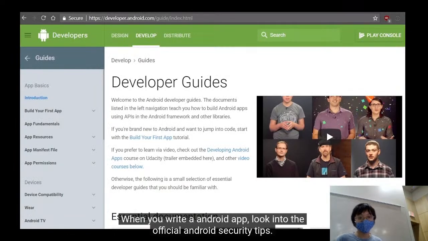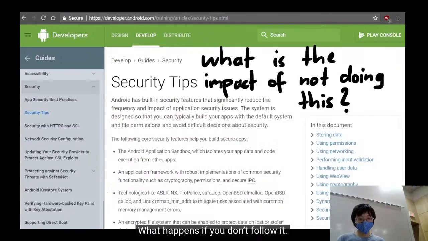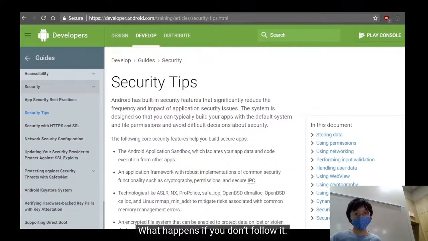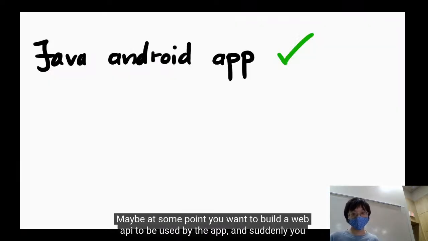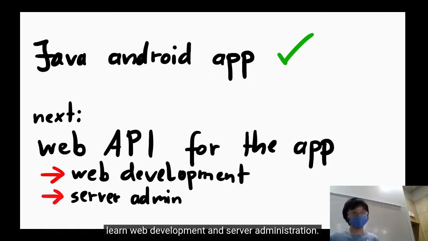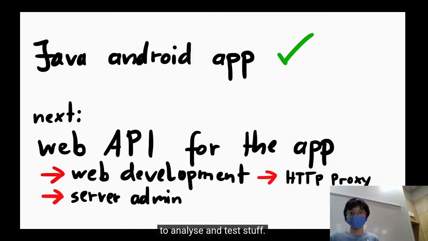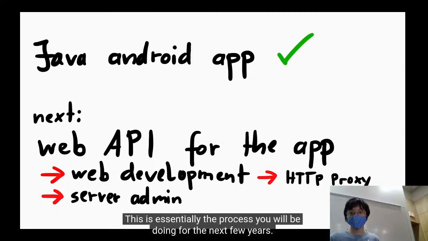When you write an Android app, look into the official Android security tips. Think about what could go wrong, what happens if you don't follow it. Play around with it. And maybe at some point you want to build a web API to be used by the app, and suddenly you learn web development and server administration. Then you have to debug your connection and how that can be used to analyze and test stuff. This is essentially the process you will be doing for the next few years, and that's what I do all the time.